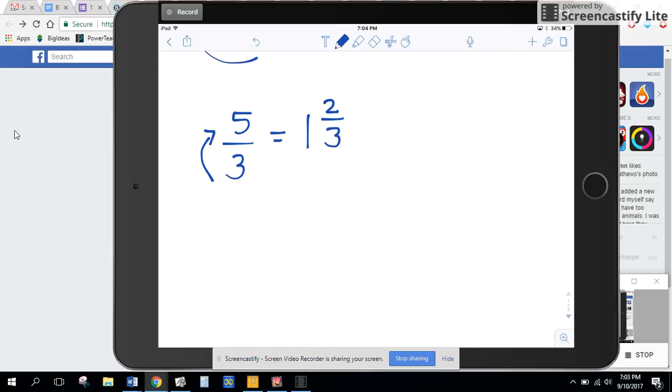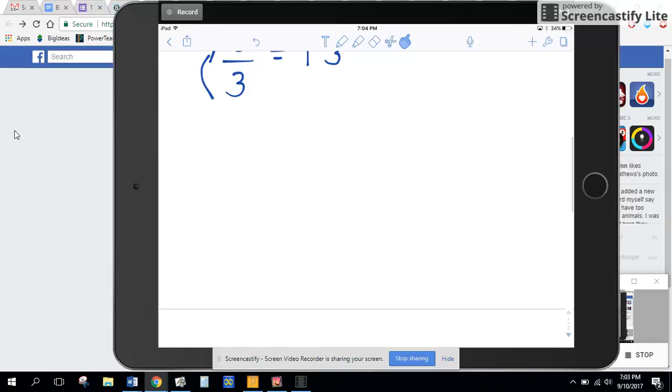Now that was a pretty simple example, so let's look at another one. Let's do something maybe a little bit more difficult, like 51/5. So if I want to see how many times 5 goes into 51, it goes in there 10 times. 10 times 5 would give me 50, so I'd have 1/5 left over.